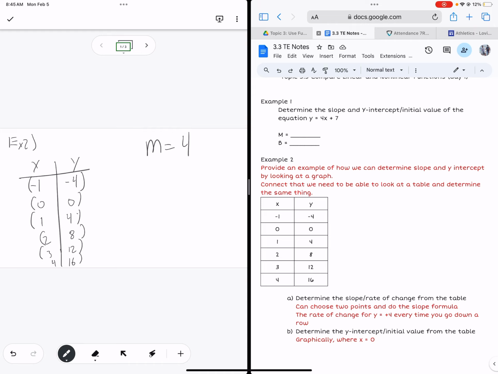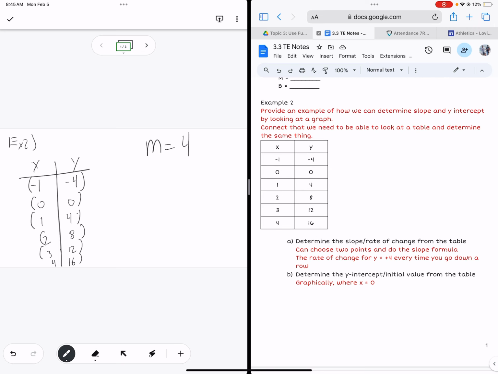And then example 2, letter B says, so this is A, letter B says, what is the y-intercept slash initial value from the table? So how do you find y-intercept when you have a table? It's not the first y value.